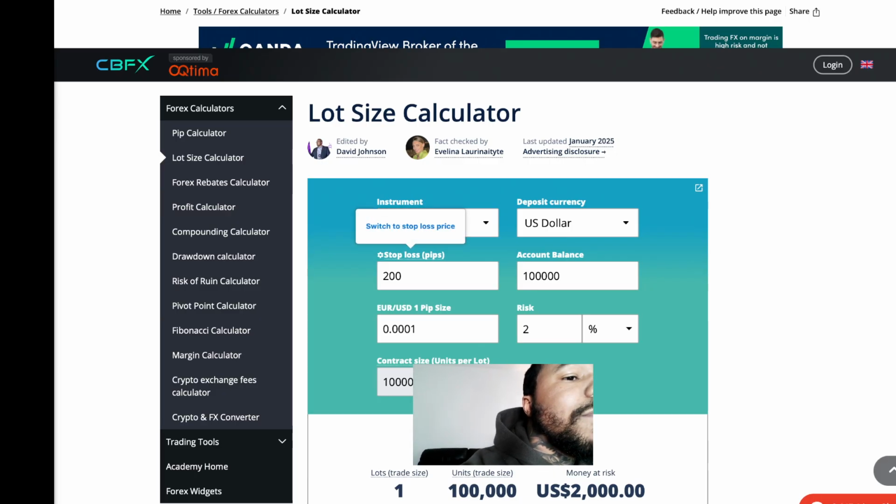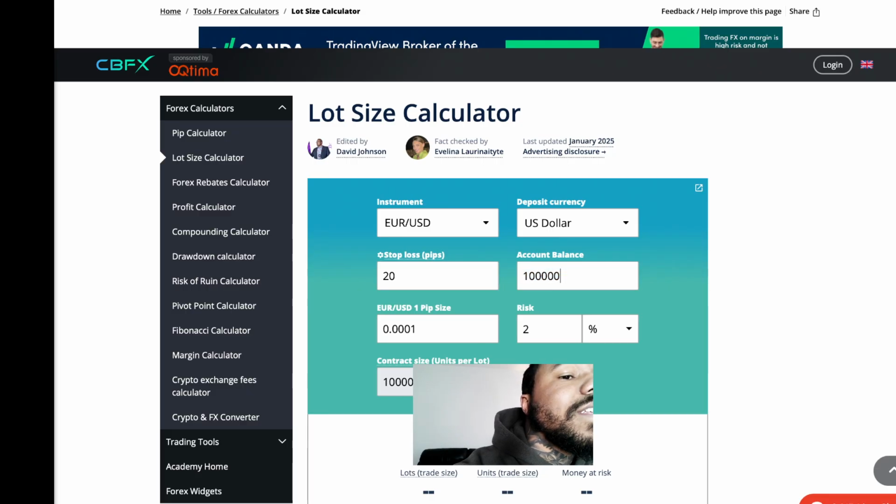So right here we have the instrument, and we have EUR/USD on. We have the currency, US dollar. We have the stop loss. We're going to change this to 20 pips, keep it simple. And we have the account balance. We'll keep it at a whole number, $100,000. So right here we have the pip size 0.01, and we have the risk percentage. The contract size, which is 1 lot, is 100,000 units per lot.